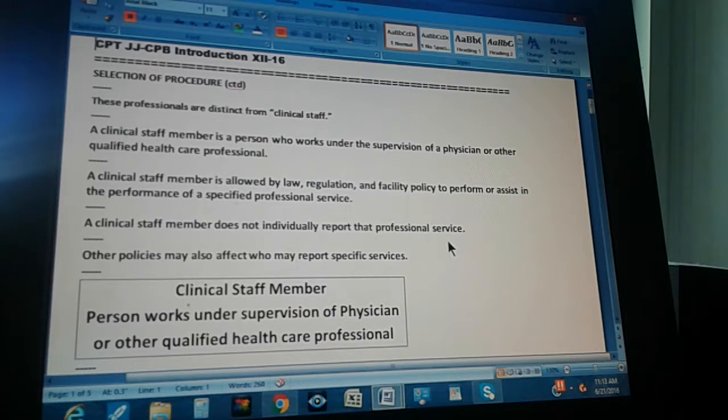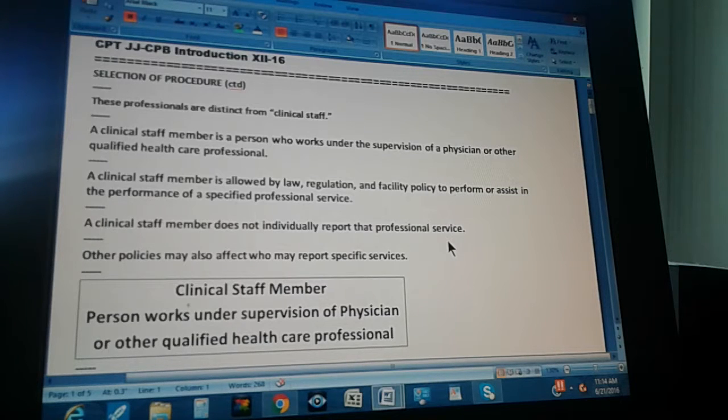To report it to an insurance company or to keep it in the record, a clinical staff member can't do that. It has to be a physician or a qualified healthcare professional present to certify that the procedure was done.